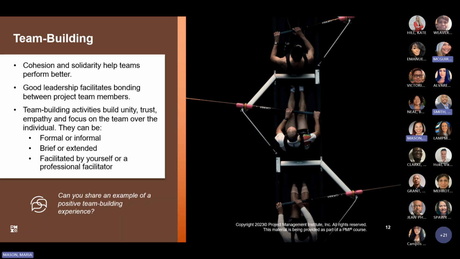Team building activities, or actions that you build in, can help the team develop into a more mature, productive team. And these things can be formal or informal, they can be brief or extended. They can be facilitated by yourself or even a professional facilitator. So, can anybody share an example of a positive team building experience they've had that they remember?